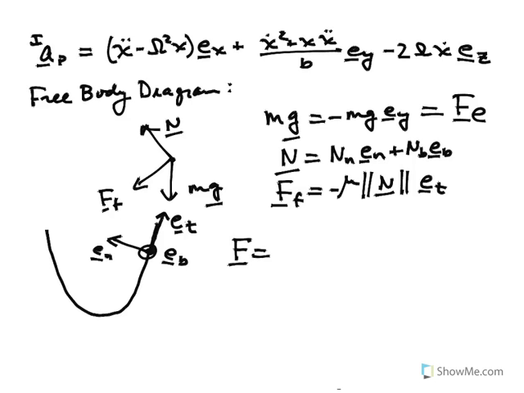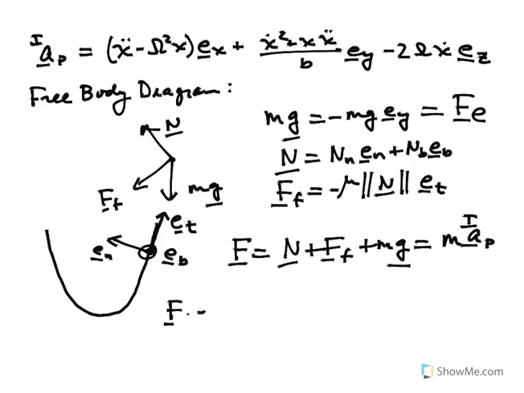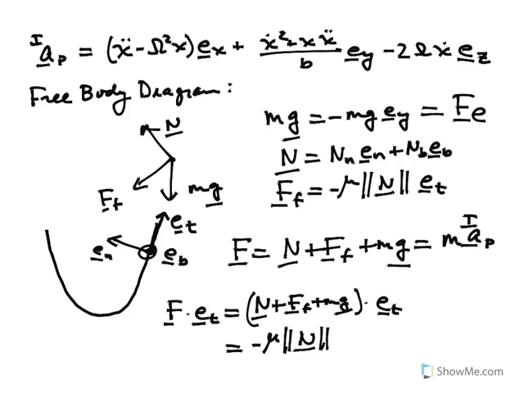So the force is equal to N plus F sub F plus mg. And that has to equal the mass times the inertial acceleration. So look what happens now if I take the ET component. The ET component gives me F dotted with ET is equal to N plus F sub F plus mg dotted with ET. But N dotted with ET is 0. So I get minus mu times the magnitude of the normal, and then I get plus mg Ey dotted with ET. Actually, it's minus. This is a negative sign.